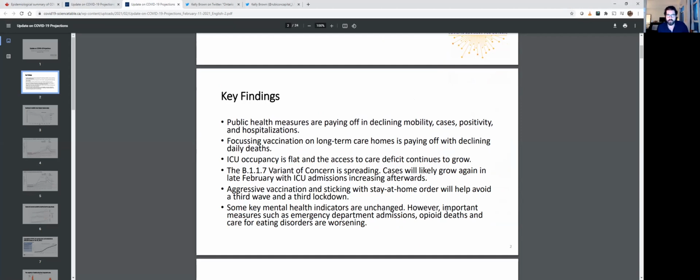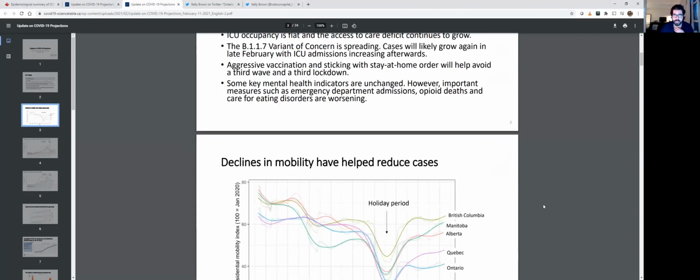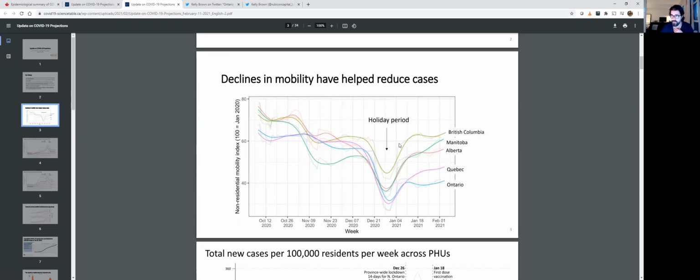So starting right off, the first point that was made here, which I think is really and truly up for debate, and they did not make a good argument, is this first one that says public health measures are paying off in declining mobility, cases, positivity, and hospitalizations. And the only reason given, in my view, on this second slide as proof, is that the declines in mobility have helped reduce cases. What they're showing here is a graph of the fall and the overall level of mobility, the sharp decline everywhere during the holidays, and then coming out of the holidays, Ontario, given the stay-at-home order, was still very low. And that was directly attributed to the success that we've had on cases and positivity.